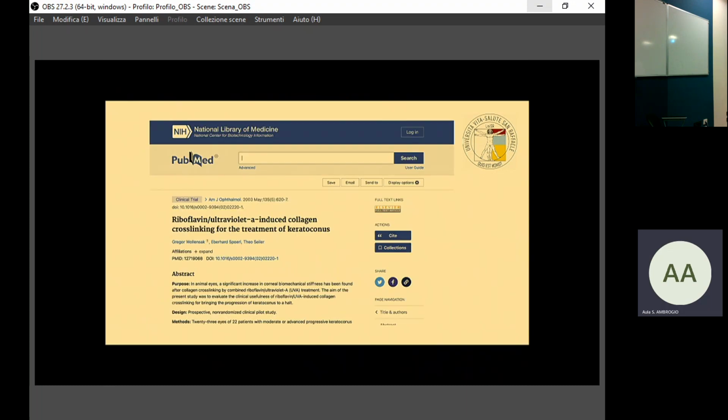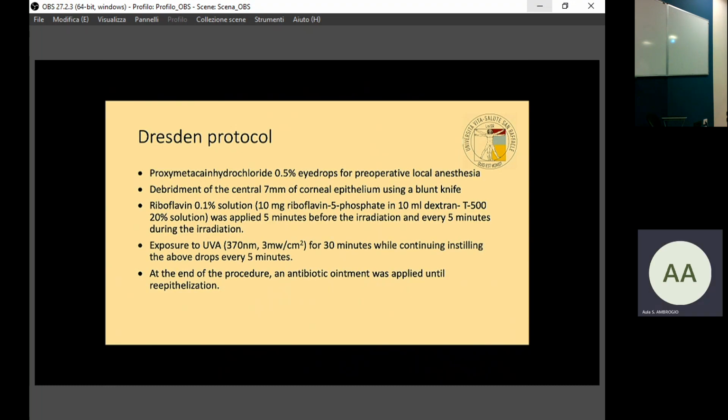This is the original paper. This is a really successful paper by Wollensak et al. It got cited more than 3,400 times, so it's been the original paper for the cross-linking procedure. But I want to show you the procedure itself. This is the Dresden protocol.